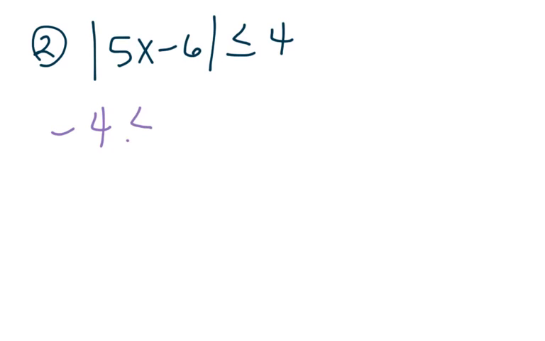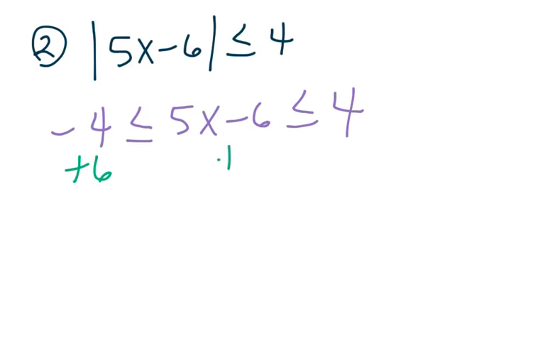So in example 2, I have the absolute value of 5x subtract 6 is less than or equal to 4. Alright, so absolute value bars are isolated. It's less than or equal to, so that means to rewrite without the absolute value bars, it's negative 4 less than or equal to 5x minus 6 less than or equal to 4. And then you just solve.